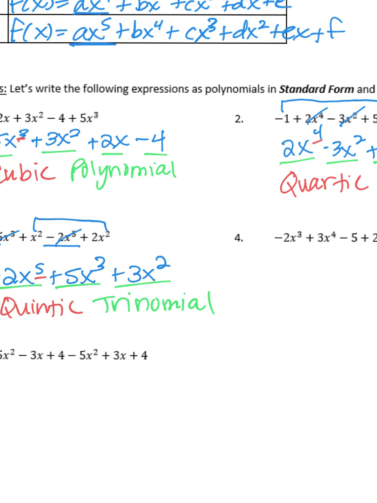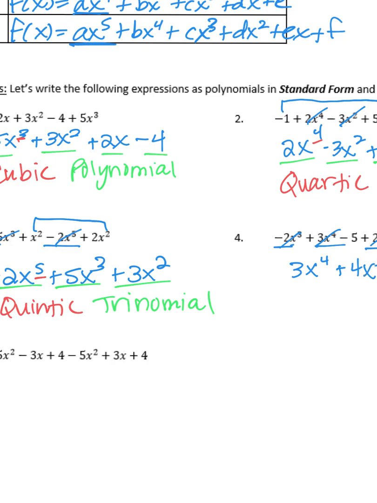Okay, looks like we have quite a few pairs of like terms in example 4. So the largest exponent is the power of 4. So we're going to start with 3x to the 4th. Next I see I have a few powers of 3. Negative 2x cubed and positive 2x cubed cancel each other out. And so now I have just 4x cubed.